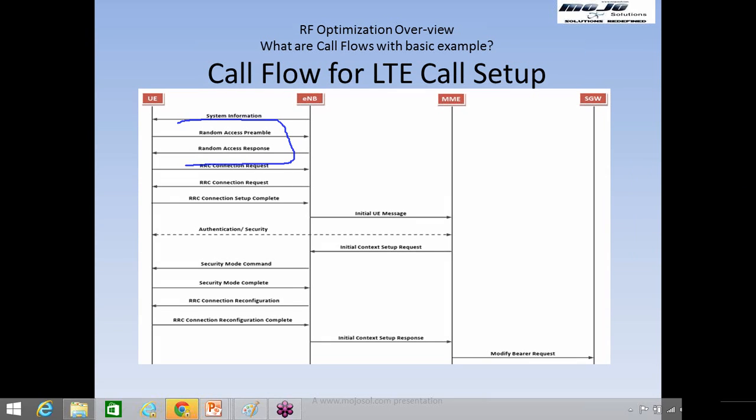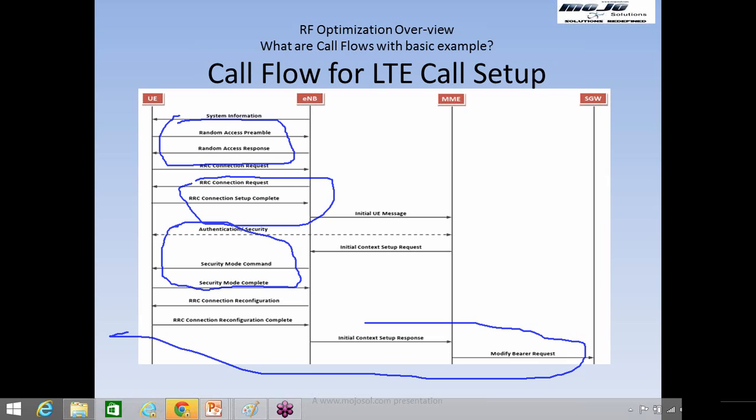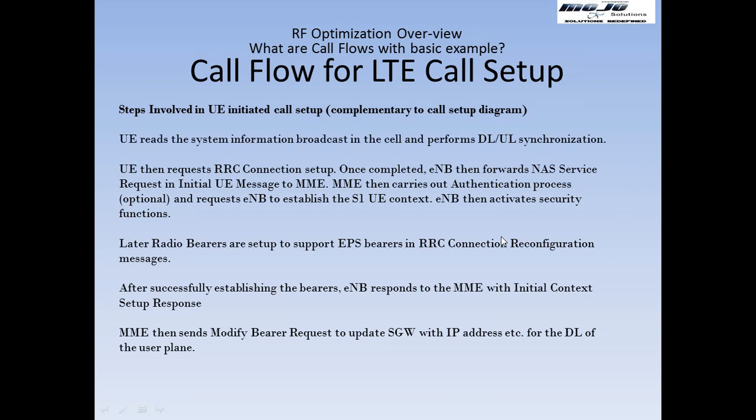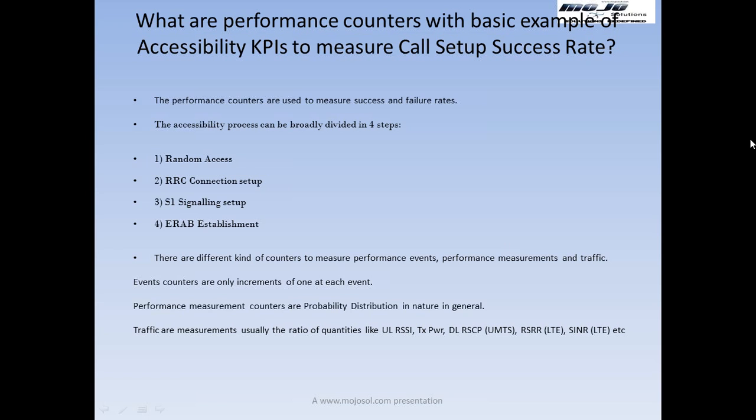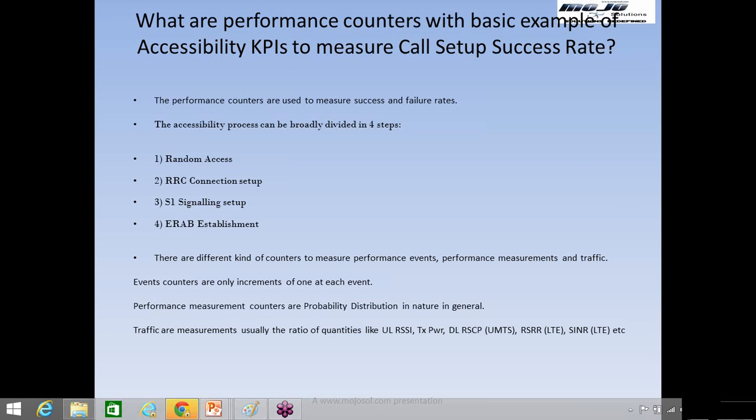Step 1, random access. Step 2, RRC. Step 3, S1 signaling. Step 4, basically I will include this RRC reconfiguration in step 4 as well. So 1, 2, 3, 4. Okay, that's how it's translated. If you see, this is how these 4 steps are translated. So the call setup process should be clear.